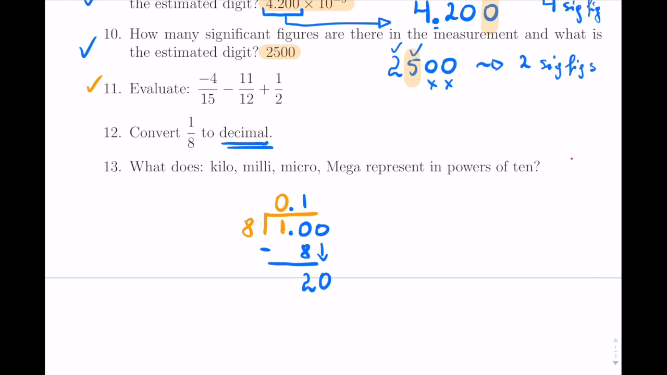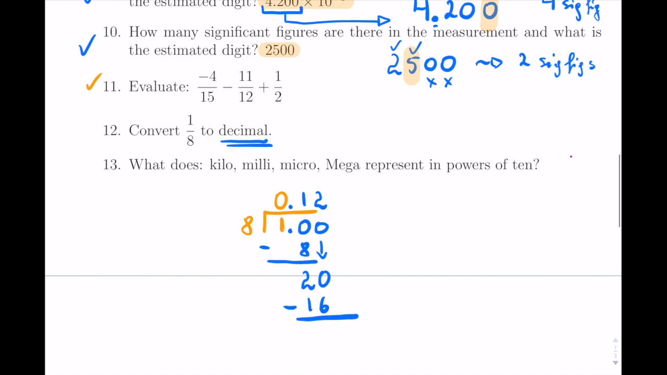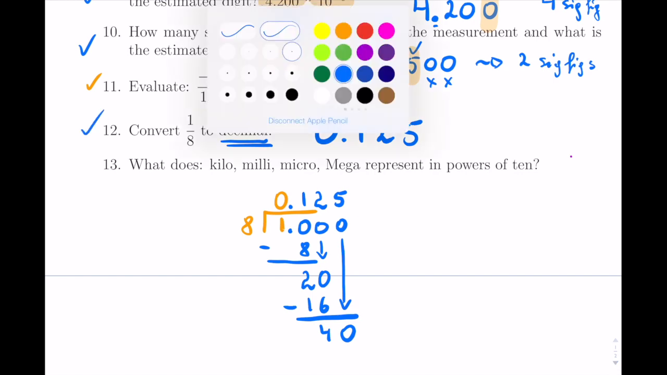So the 0 drops down. 8 into 20 goes 2 times. So 2 times 8 is 16. Subtract. This is 4. Bring down another 0. And this will actually complete it. Okay, so the answer here is 0.125. Okay, great. That's question number 12.